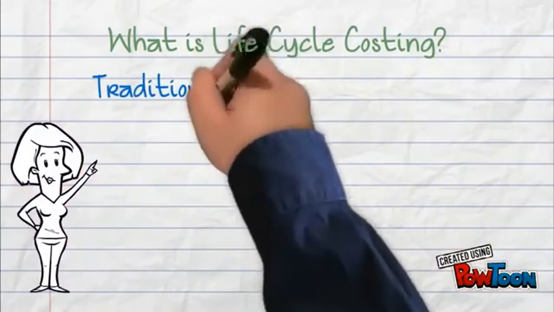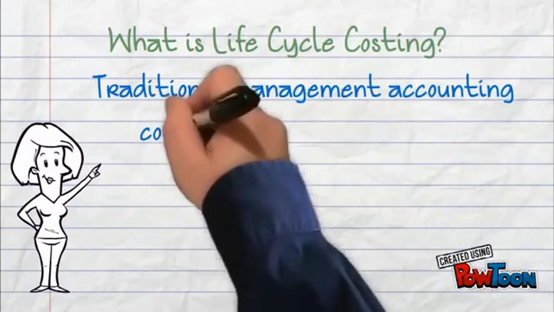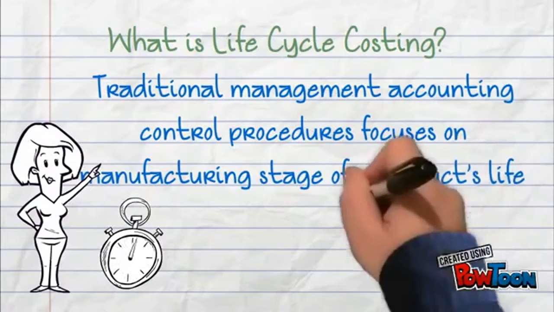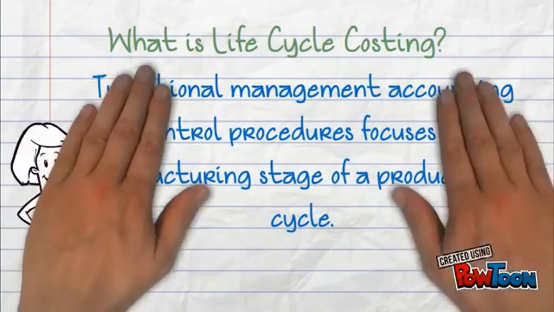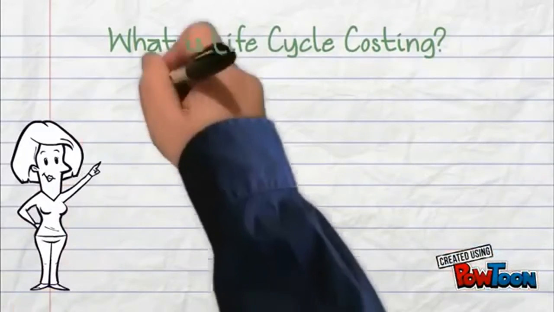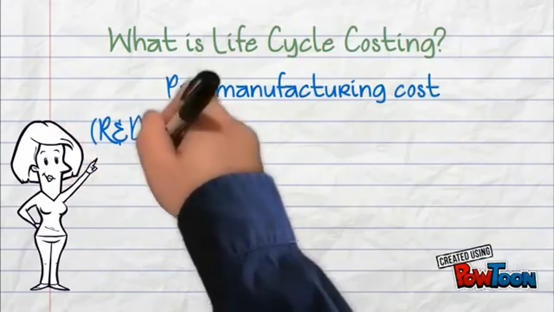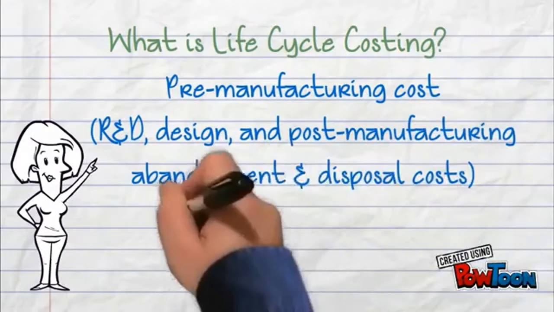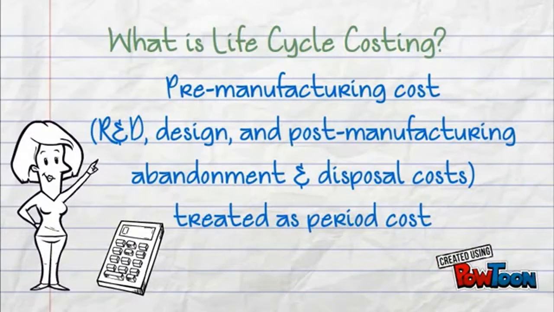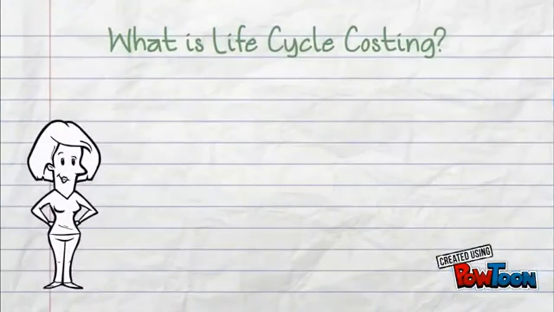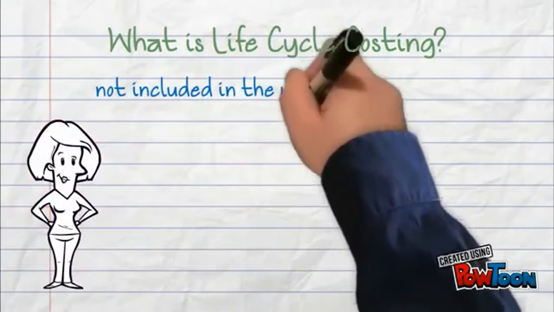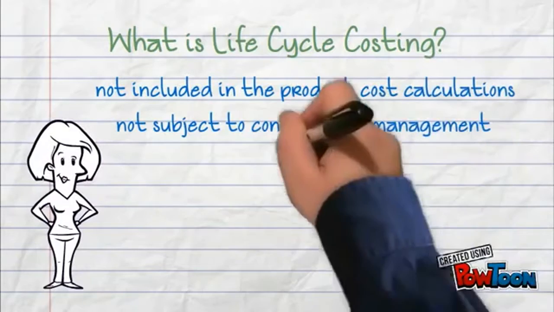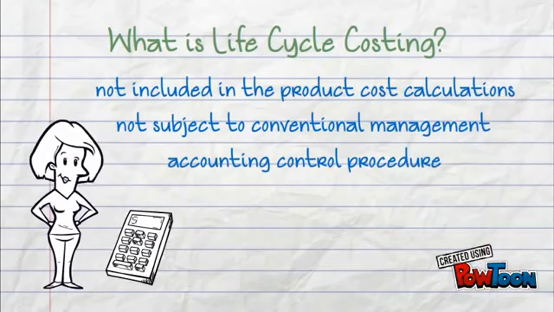Traditional management accounting control procedures have focused primarily on the manufacturing stage of a product's life cycle. Pre-manufacturing costs such as research and development and design, and post-manufacturing abandonment and disposal costs, are treated as period costs. Therefore, they are not incorporated in the product cost calculations, nor are they subject to the conventional management accounting control procedures.